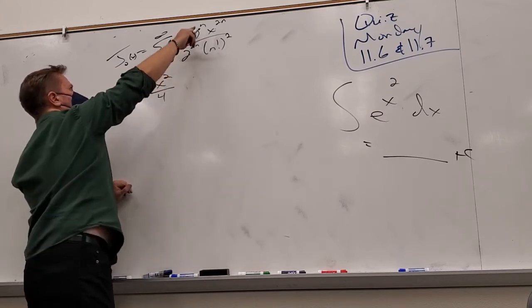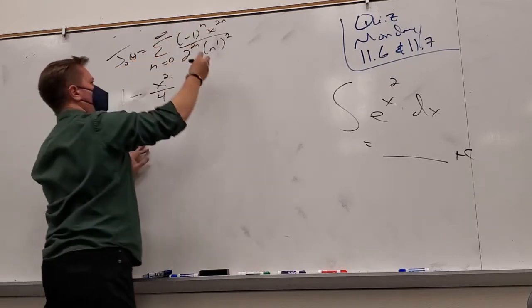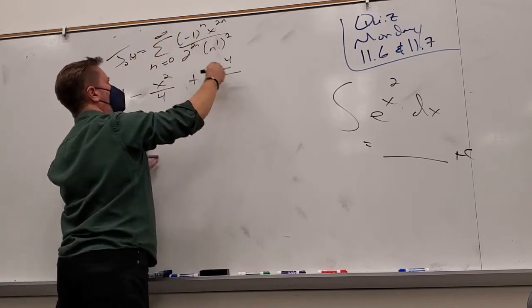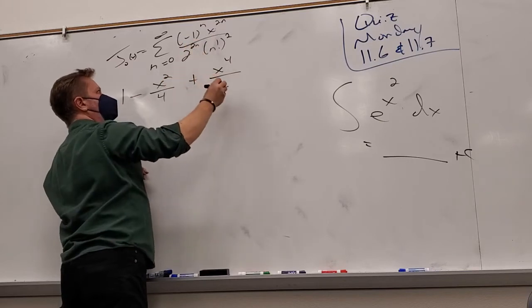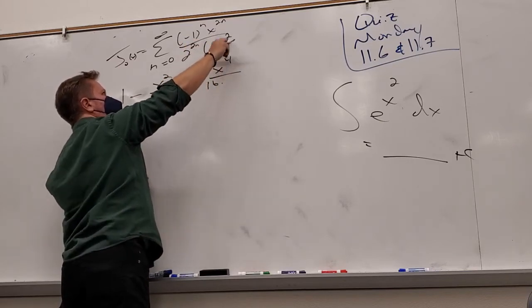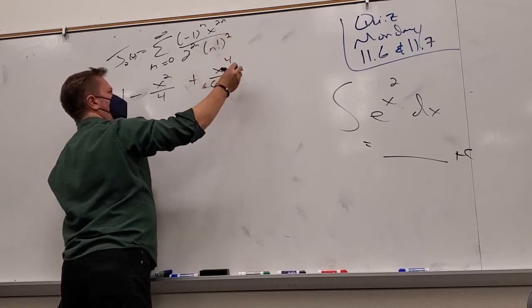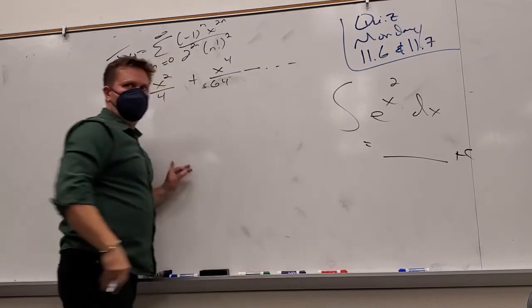When n is 2, it'll now be plus, right? -1 squared is positive. x to the 4th over 2 to the 4th, which is 16, times 2 factorial, which is 2, squared is 4, so I'll get x to the 4th over 64. Minus, and then it just keeps going, yes?